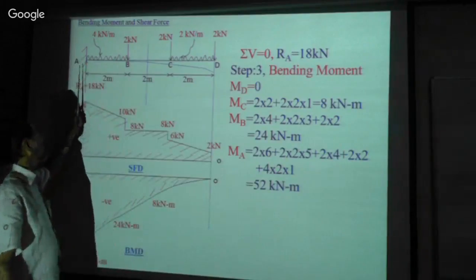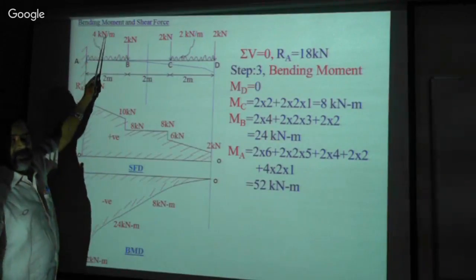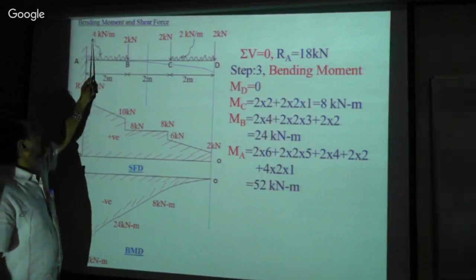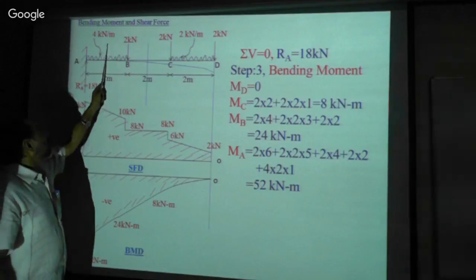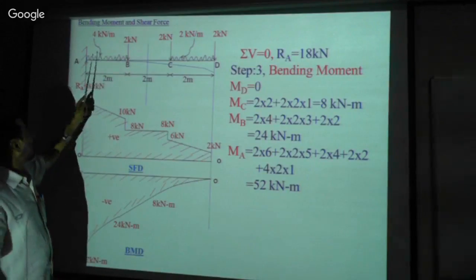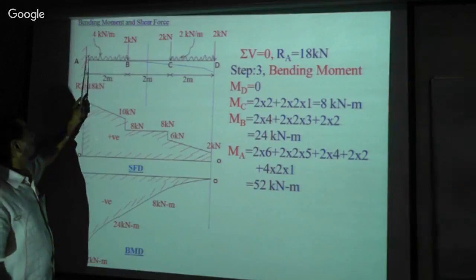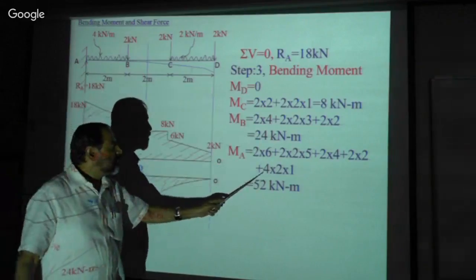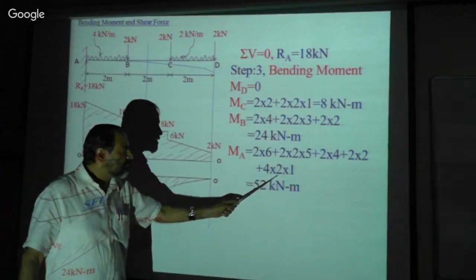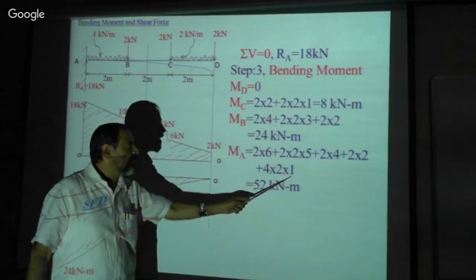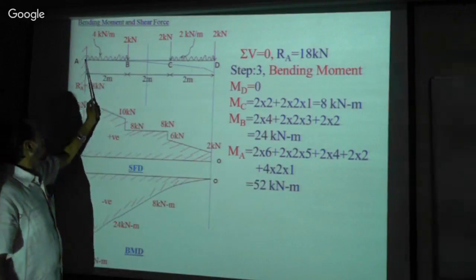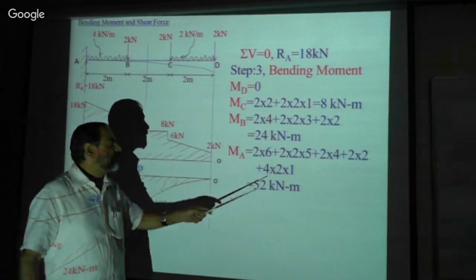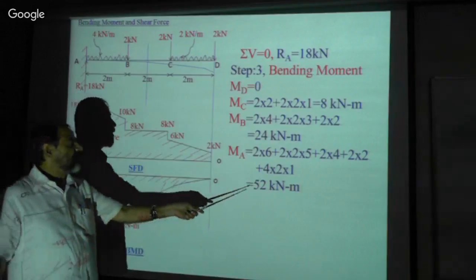And again, we have another UDL, that is 4 kilonewton per meter over a distance of 2 meter. Therefore, 4 multiplied by 2 is the load which is acting at the center. Now, 4 multiplied by 2 is the intensity of the load, and it is acting at the center. The distance is 1 meter, so the bending moment due to this force is 4 into 2 into 1 meter. Therefore, in total we will get 52 kilonewton meter.